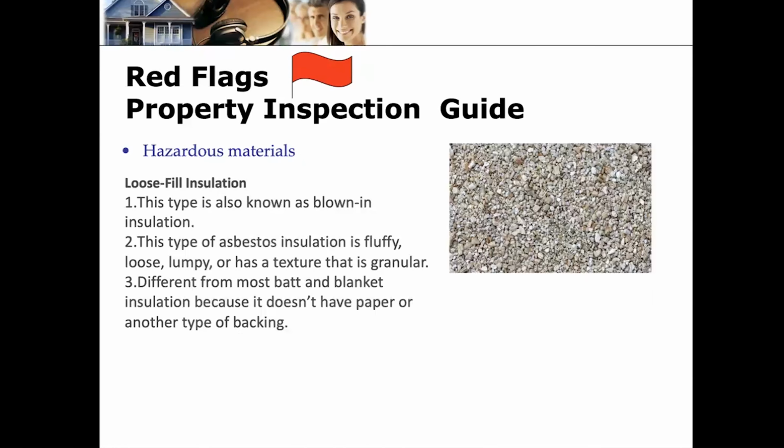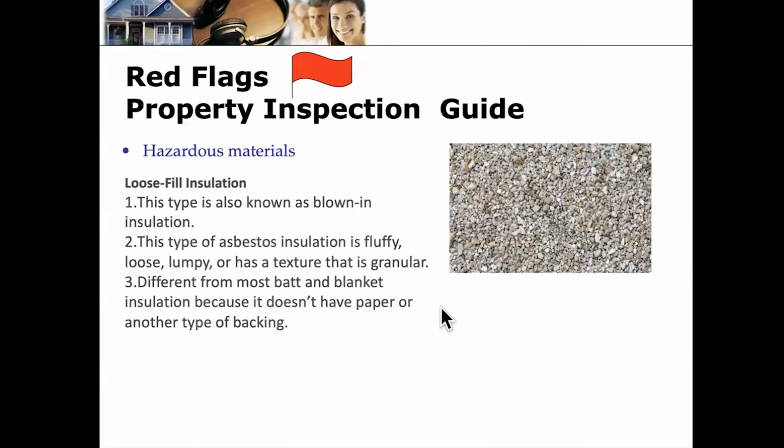This is kind of what it looks like. You see my picture on the screen. It's loose fill. It's known as blown-in insulation because that's how they blew it in or poured it in, if you would. This type of asbestos insulation is fluffy, loose, lumpy, and has a granular texture. It's different from most batt and blanket insulation because it doesn't have paper or any other type of backing material on it. You can see from the picture. I think you'll notice it as you get into a house, and I think you'll be ready to see that.